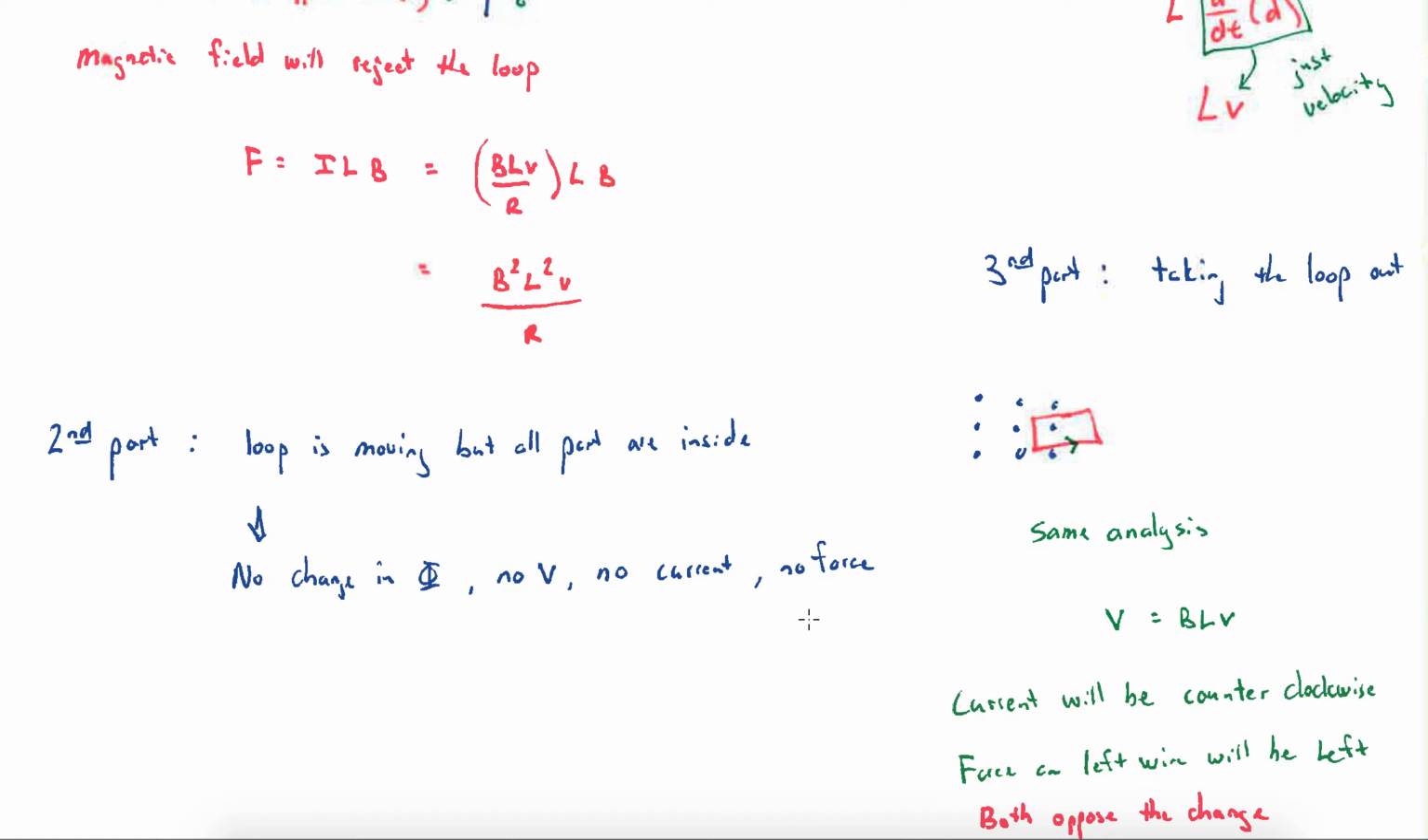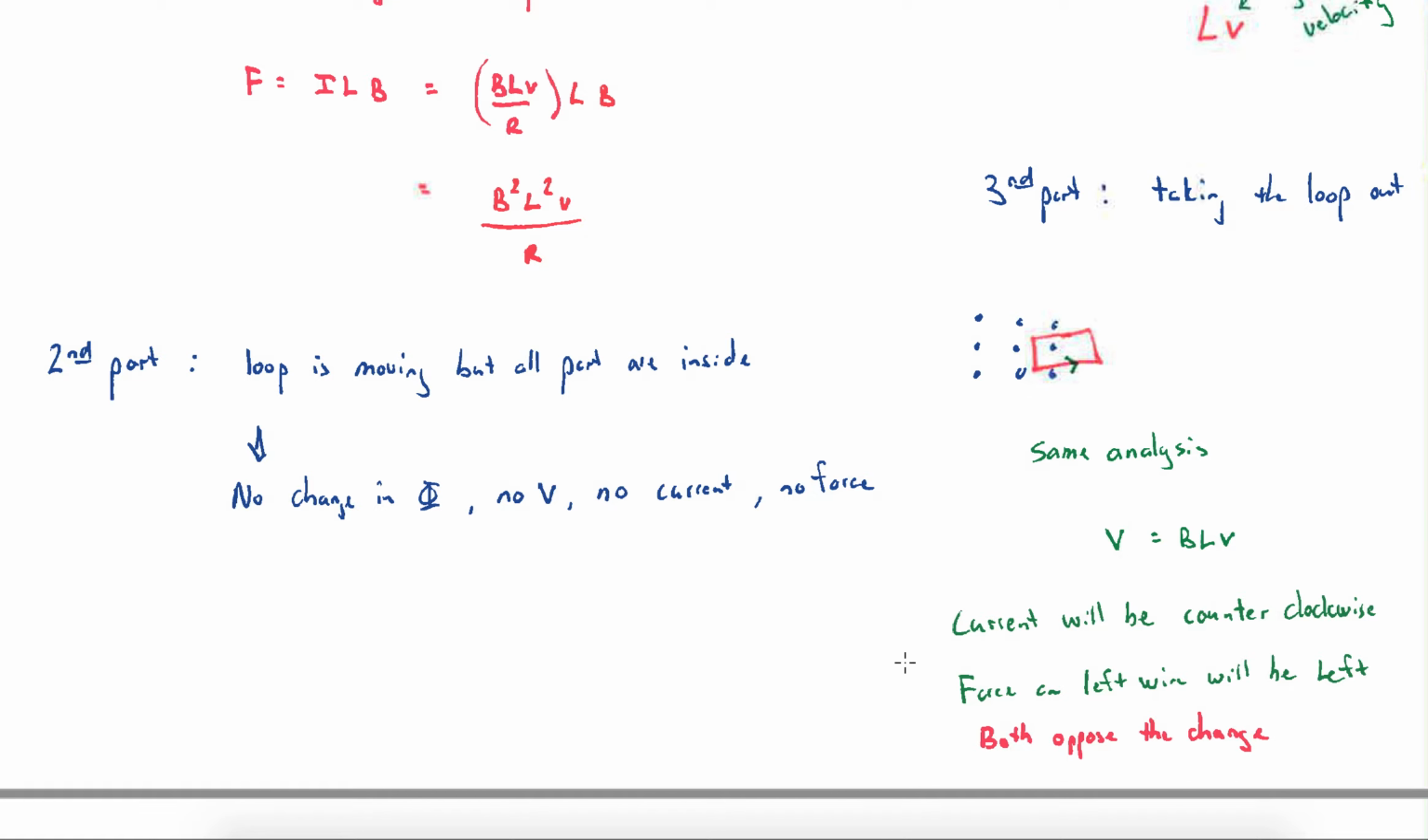And that's what I talk about down here. It's the same analysis, except current will flow counterclockwise. The force will be left because it's going to oppose it trying to pull out. Like, you're going to have to force it out because it doesn't want to leave the field. It's always going to oppose the change.